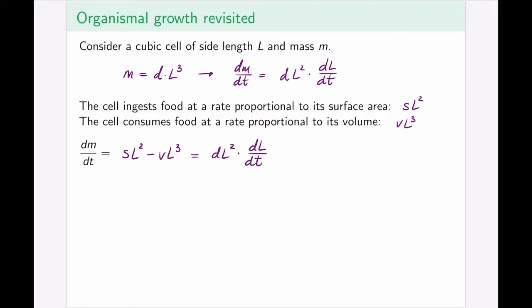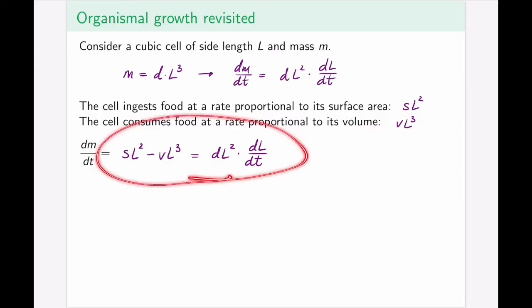Again, let me pause here for a second and remind you that the surface area of the cube, of course, is 6 little faces, but I am omitting 6 here because it can get absorbed in the proportionality constant s, the same way that 3 here can get absorbed into the density constant d. Okay, so the numbers get absorbed into the actual letter constants here.